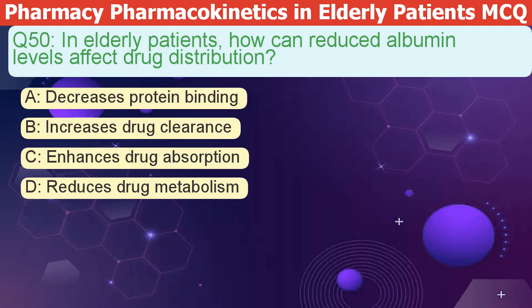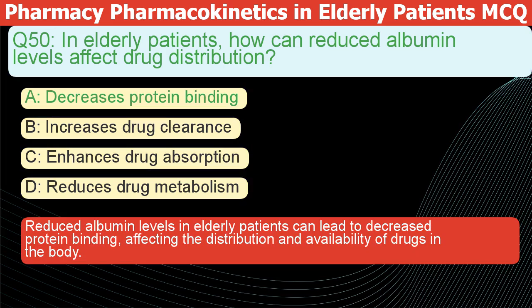In elderly patients, how can reduced albumin levels affect drug distribution? A. Decreases protein binding. B. Increases drug clearance. C. Enhances drug absorption. D. Reduces drug metabolism. The correct answer is A. Reduced albumin levels in elderly patients can lead to decreased protein binding, affecting the distribution and availability of drugs in the body.